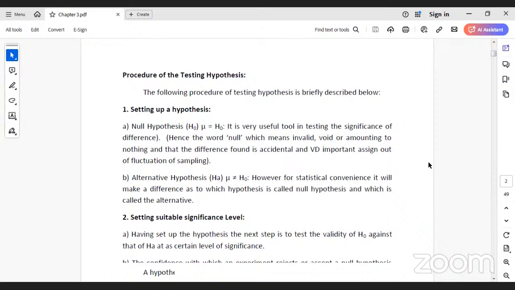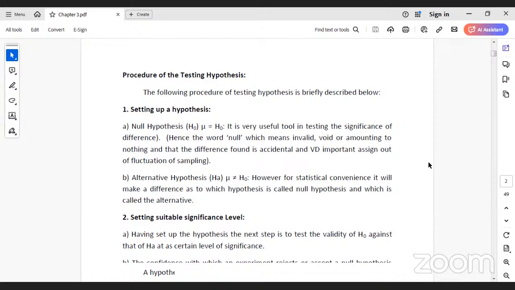There are five steps involved in the hypothesis testing procedure. You have to carry this procedure in your mind from the examination point of view. If you write these steps in testing hypothesis, then you are going to get good marks. Even for a short answer, the question will come: what are the steps involved in testing hypothesis?